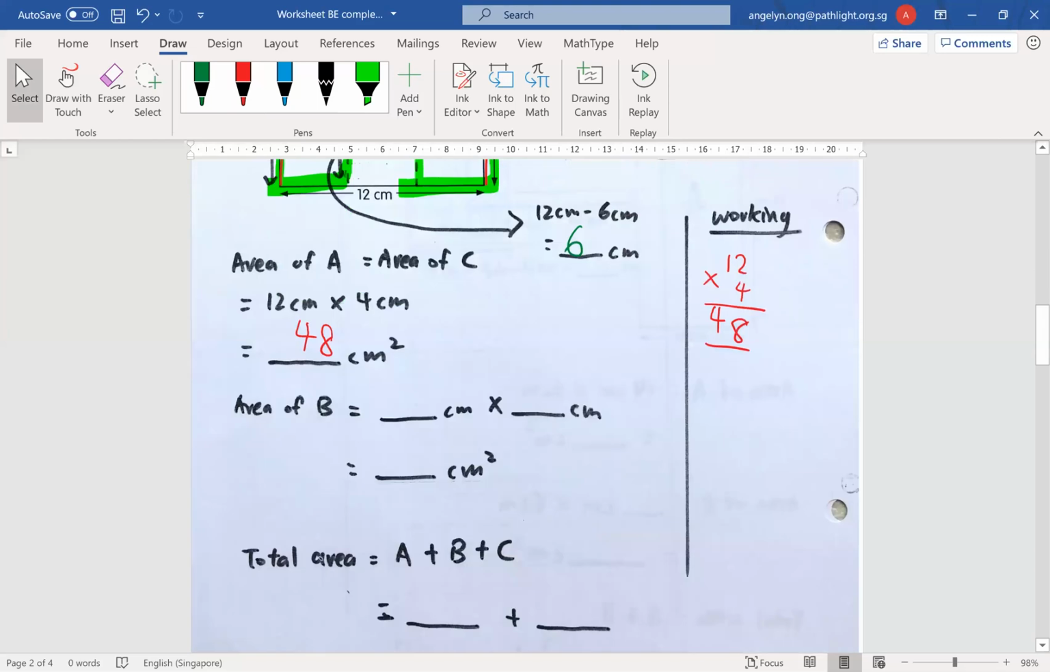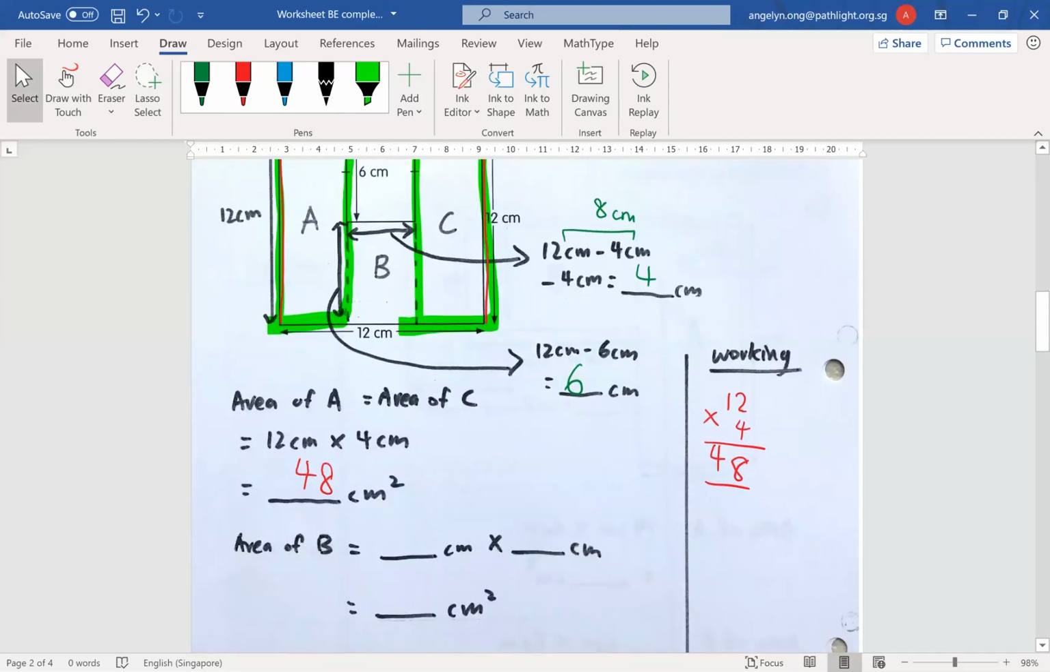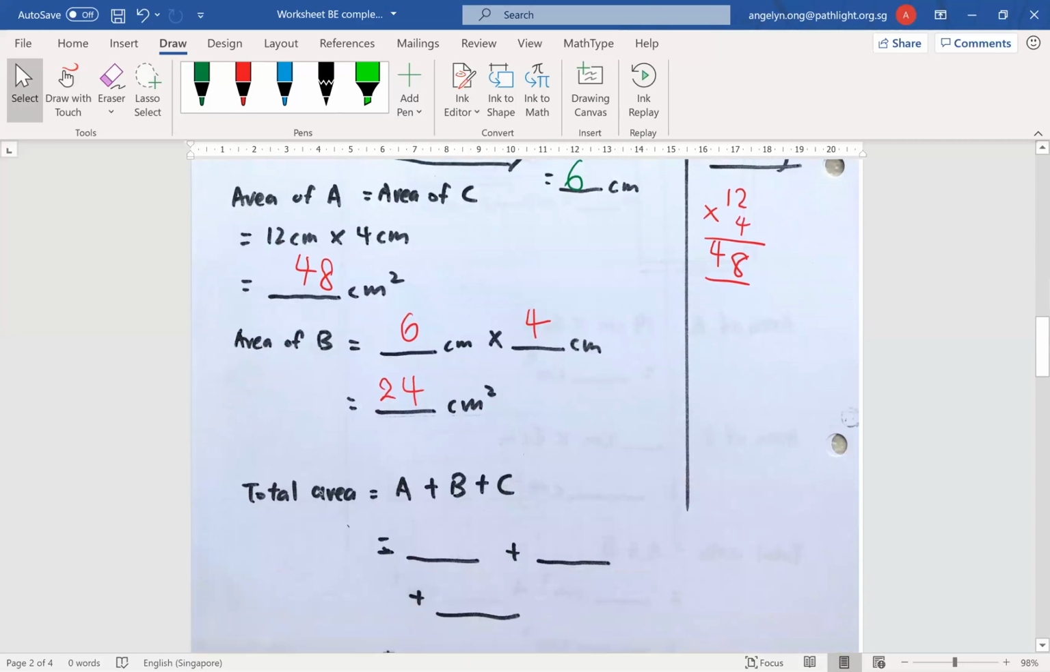Okay, now we have to find area of B. So let's take a look. Remember, we found out that the length here is 6 cm and the breadth here is 4 cm. So we're taking 6 cm times 4 cm, and that will give us 24 square centimeters. Okay, so we have found A, B, and C. And last step is to add them all up.